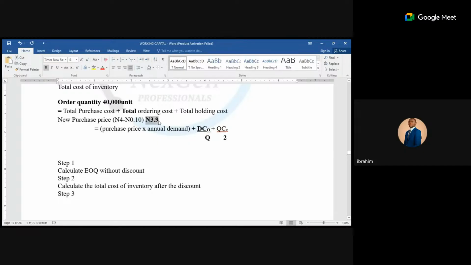Stanley, who is that person? Someone asked me. Can you see the reason why we did not? Yes, sir. Yeah, that's fine. So we can now come here and write our purchase price. Our new purchase price is 3.9, right? Is 3.9.